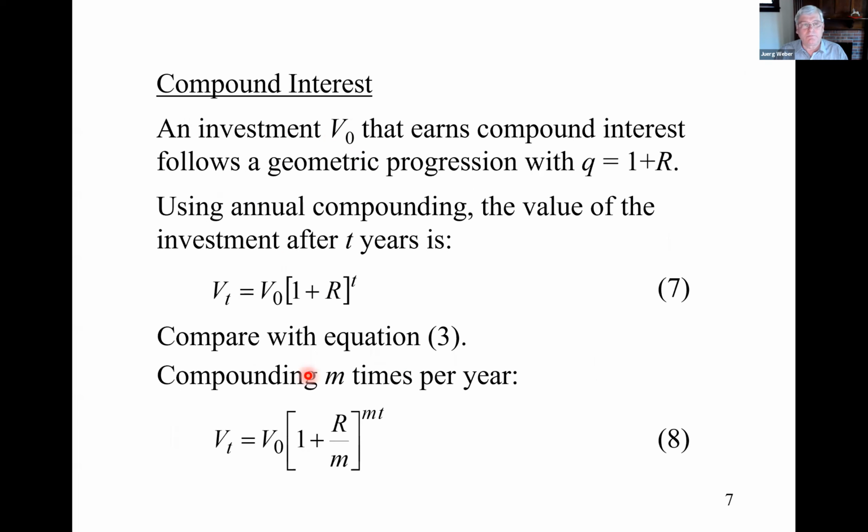Now, compound interest. Compound interest is based on a geometric progression. It's based on multiplication. You have your initial capital, V0, and then you multiply with the interest factor. So maybe you begin with $100, and then you multiply with 1.05. So after 1 year, you have $105. And then you multiply again, so it's $105 times 1.05. And after 2 years, you get a little bit more than $110.